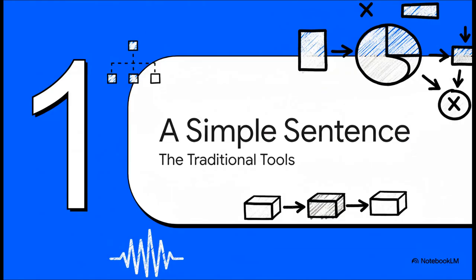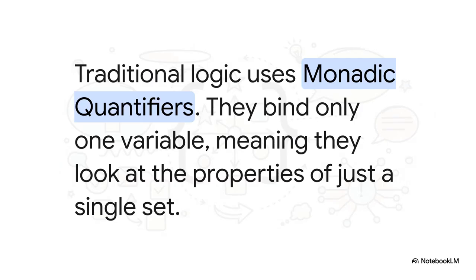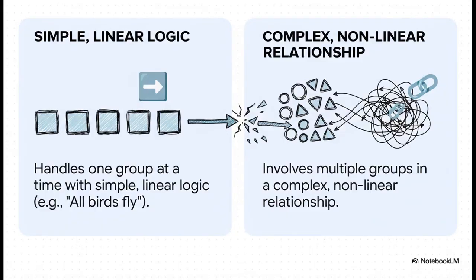So to really get why this is such a cool puzzle, we've got to first look at the standard toolkit, the tools that logicians use to take language apart and see how it's built. These are the classics you might have bumped into in a logic class. Words like all, some, or none. They call them monadic because they only bind one variable at a time. That just means they're looking at the properties of one single group. For example, if you say all birds fly, you're really just talking about the set of birds. Simple enough.